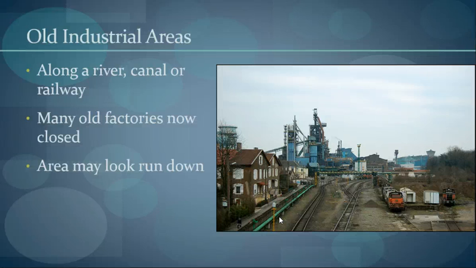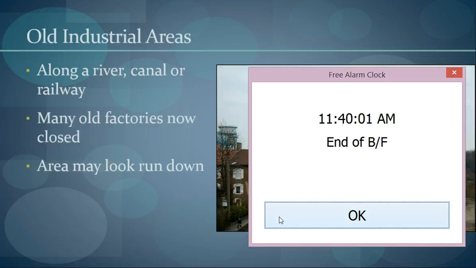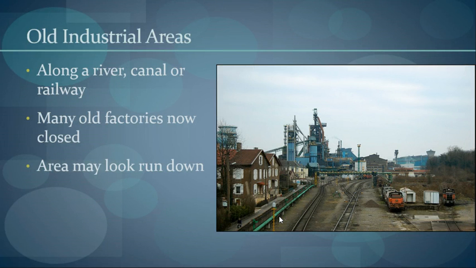Okay. Now, in most cities, you have older industrial areas. This is where the factories used to be. They're usually along a river, a canal, or a railway. Many of the old factories have closed down. The area may look run down, although a lot of cities are going back in and trying to renovate these areas into shopping districts and tourist areas and things like that. Cannery Row in San Francisco is a really good example. We've done a little work on ours here in Dallas, but it's coming along.